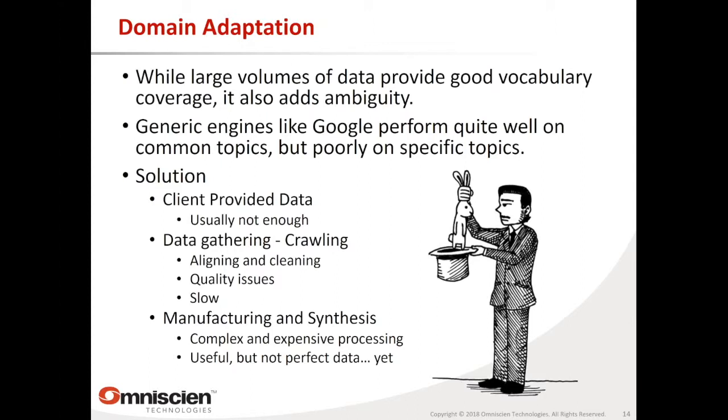One of the areas we're doing a lot of work in right now is data manufacturing and synthesis, but this is very complex and expensive processing. It's useful, but the data is not perfect, well, at least not yet. We're working towards getting that better and better, where we're synthesizing data from data we already had with a goal of getting many multiples of the data that's already in the domain. That shows a lot of promise.